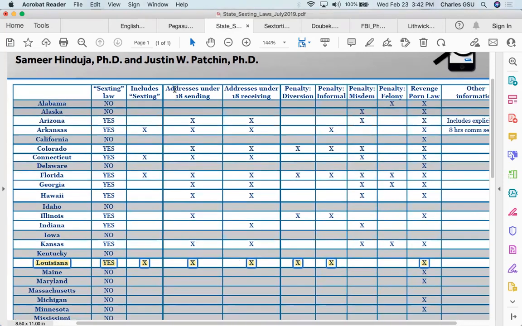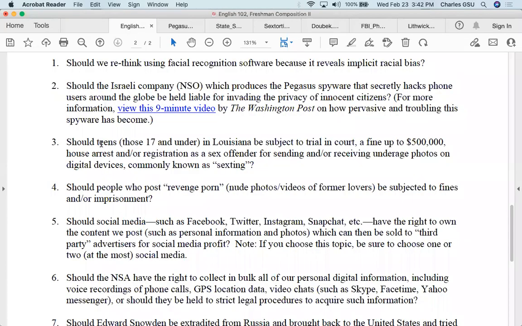So this addresses sending and receiving. Even though you may not have asked for a nude photo and you're in junior high, if your boyfriend or girlfriend or whomever sends you a nude photo of someone who is under 18, then you have on your phone, you're now possessing technically child pornography, right? So the question asks, should you be subject to all of these fines or imprisonment, right? And it depends, of course, on the state.